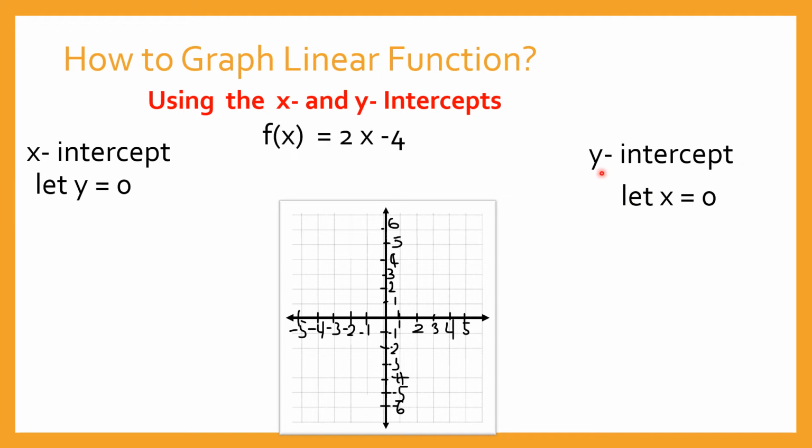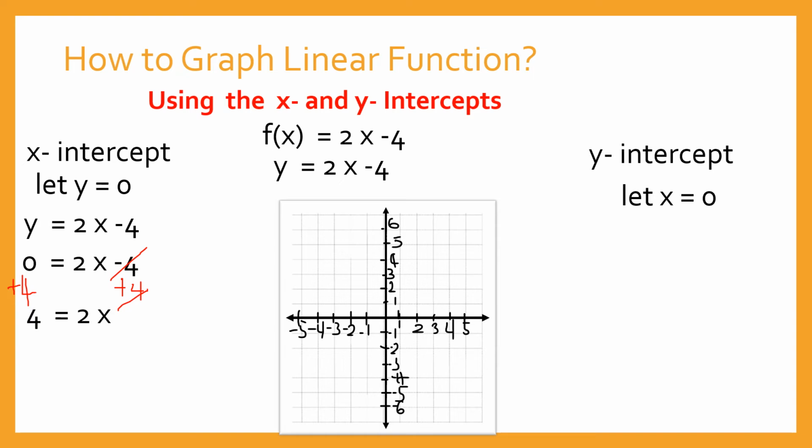So if we have f of x is equal to 2x minus 4, we know that f of x is the same as y, is equal to 2x minus 4. Now, it means that we can substitute y with 0. And then what we're going to do now is to solve for x, or isolate x. To isolate x, we need to add 4 on both sides of the equation to remove the 4 here. So what we have now is 2x is equal to 4.